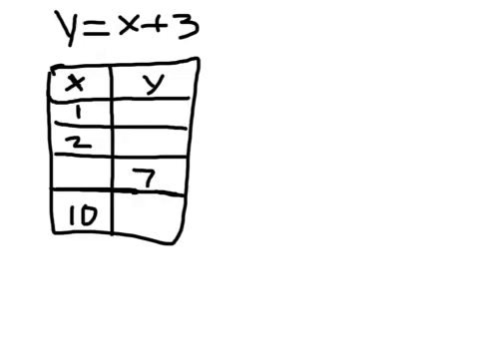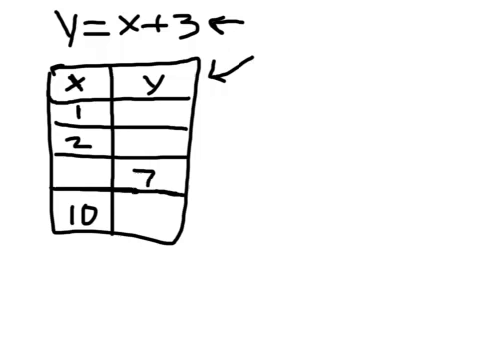Today we are going to talk about function tables and using a function table with an equation to come up with ordered pairs. So what you see is here we have our equation, and down here we have our function table, and our equation says y equals x plus 3, and you can see in our function table we have the x and we have the y.